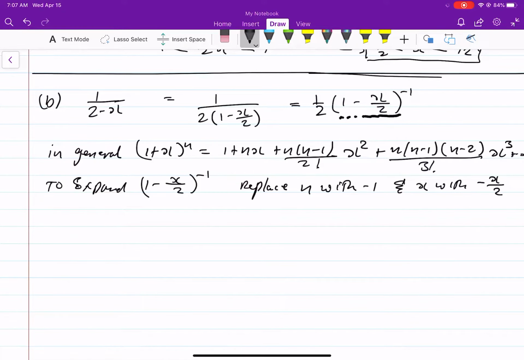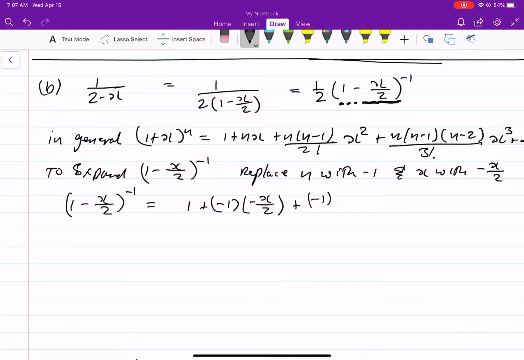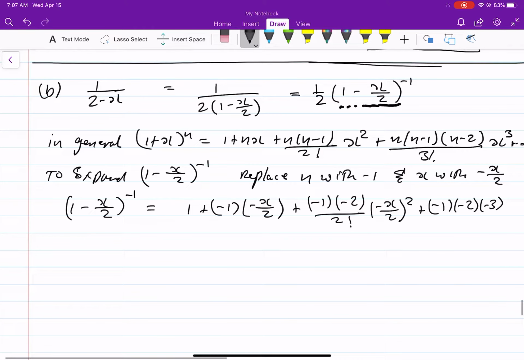If I did that, I'll get 1 minus x upon 2 to the minus 1 is equal to 1 plus the n is minus 1 times minus x upon 2, plus minus 1 into minus 1 minus 1, which is minus 2, upon 2 factorial times minus x upon 2 all squared, plus minus 1 times minus 2 times minus 1 minus 2 is minus 3, all upon 3 factorial times.